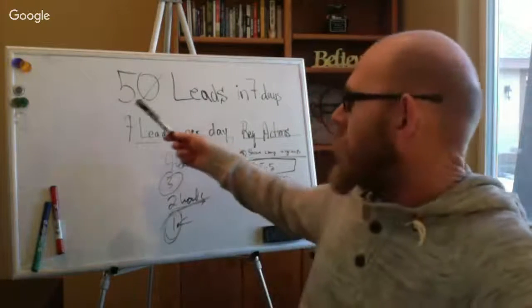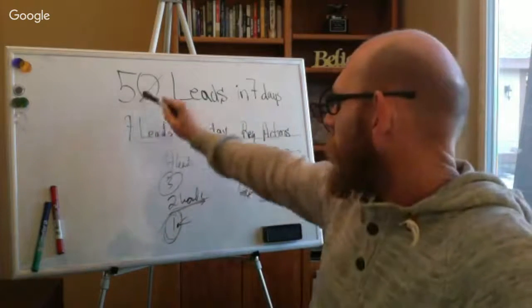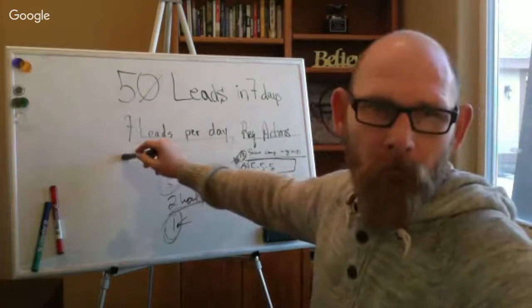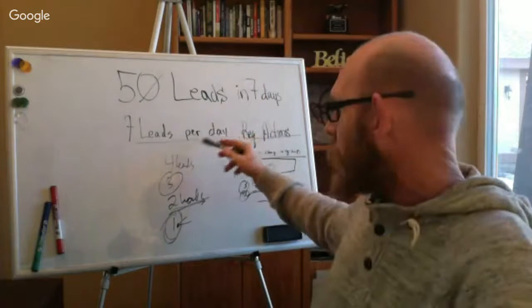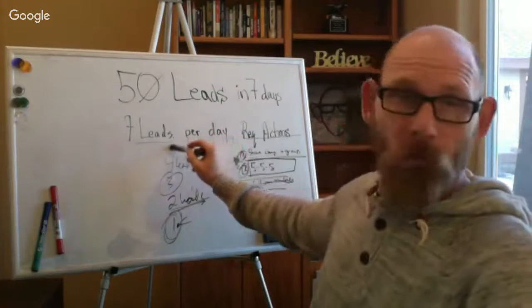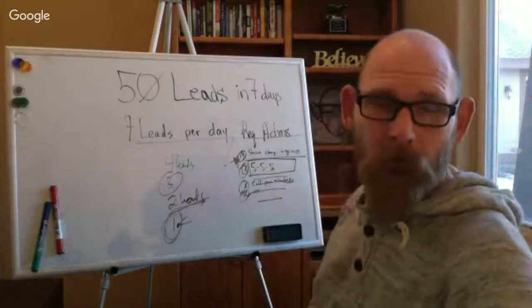I wrote out, I wanted to get 50 leads. So I wrote that down. I broke that down and I said, even though I know this in my head that 50 divided by 7 is 7 point whatever, 7.14 or whatever, even though I know it, I wrote it down. I'm going to get 7 leads per day, right? Then I wrote down, these are the actions that I'm going to take.